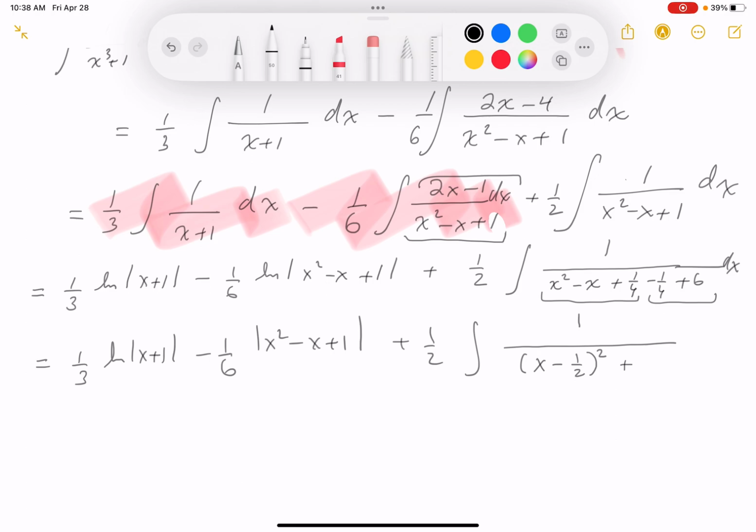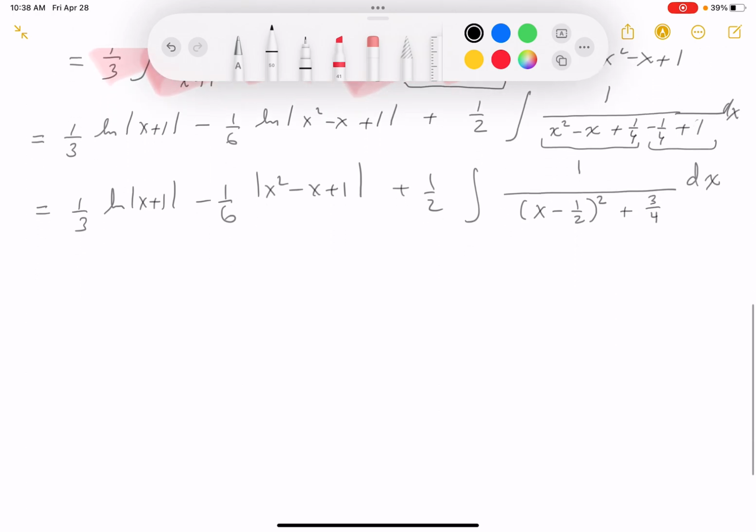Someone says, why do you think that? I'm looking at the numbers and they're really not working out like I expected them to. This happens on exams too, by the way. That's 3/4, and that's going to be a dx. Getting warmer and warmer each time. So 1/3 natural log absolute value x plus 1, minus 1/6 absolute value x squared minus x plus 1, plus 1/2.